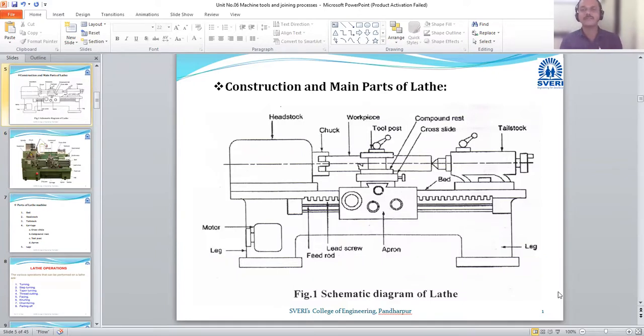So I will explain some parts here, and after that in the video I will also explain these parts. Then we will see some functions. See here, these are the legs. These two legs are made from cast iron, which is very heavy, and they are able to sustain all the weight of the lathe machine. On these two legs, a tray is fitted. Actually, the tray is not shown here. One tray is here, like this.